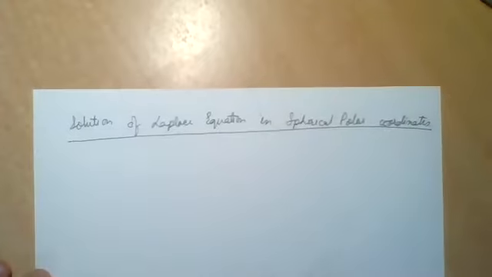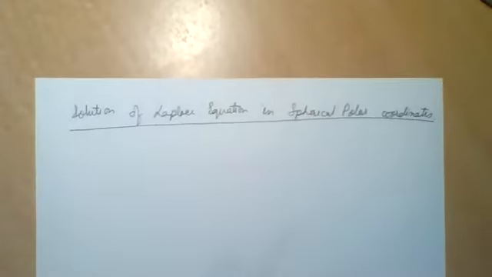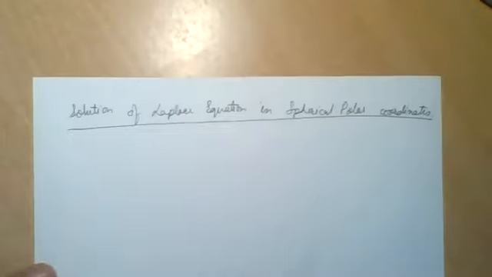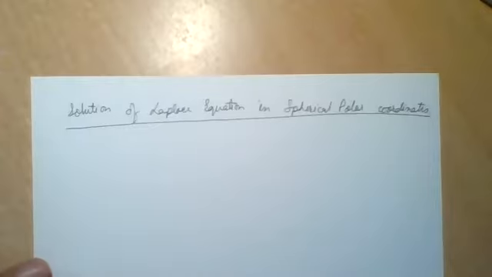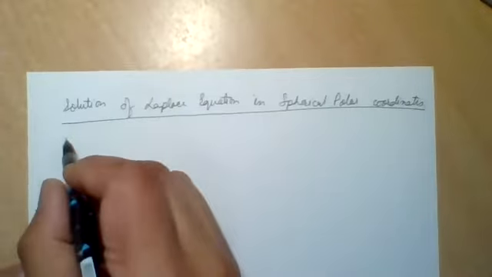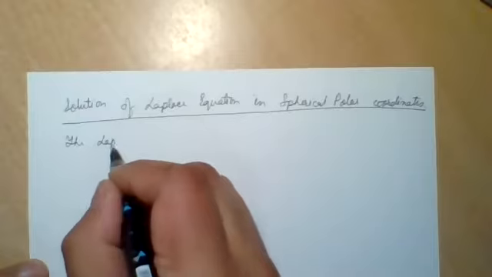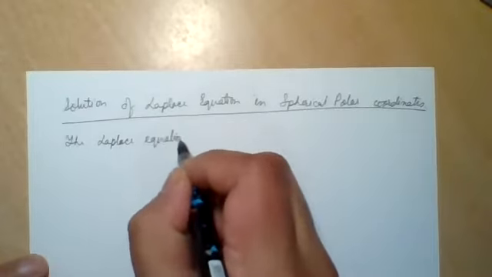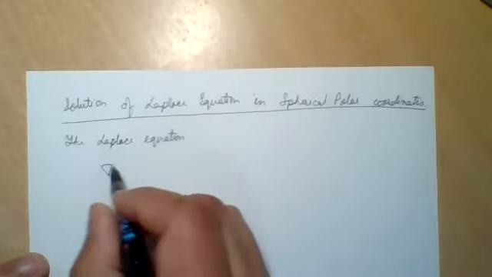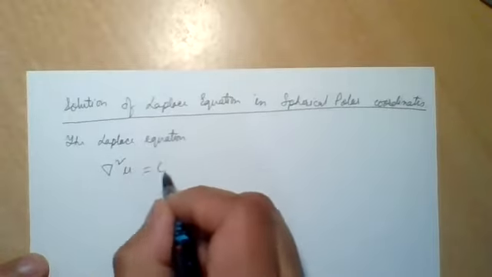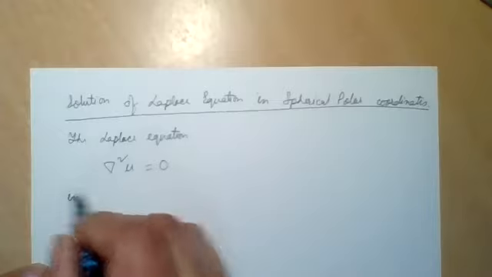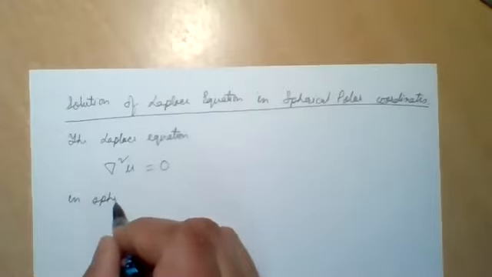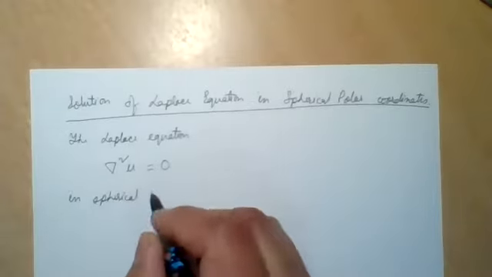We have discussed solution of Laplace equation in rectangular coordinates. We have also discussed the solution of Laplace equation in cylindrical coordinates. Today we are going to discuss the solution of Laplace equation in spherical polar coordinates. Okay. So the Laplace equation: Laplacian of u is equal to 0 in spherical polar coordinates.